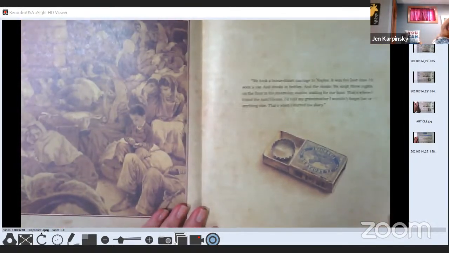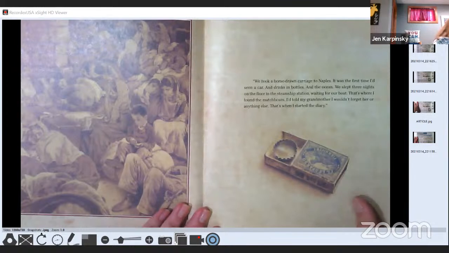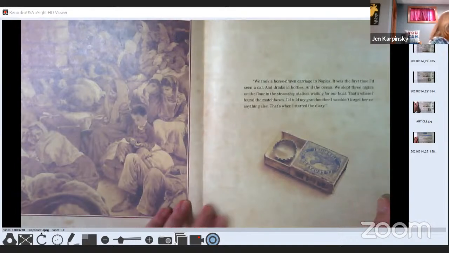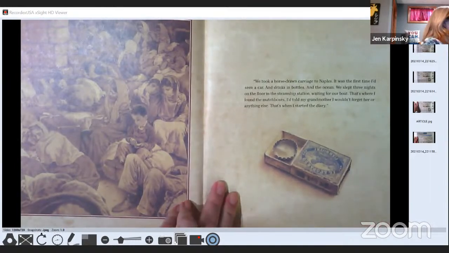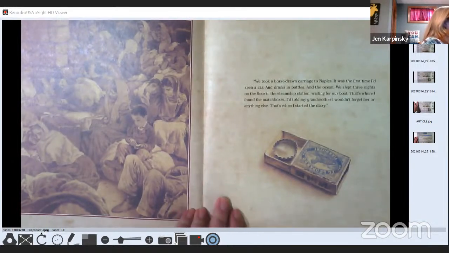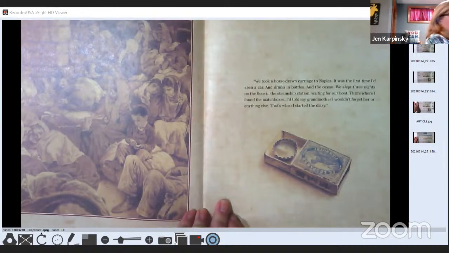We took a horse-drawn carriage to Naples. It was the first time I'd seen a car, and drinks and bottles, and the ocean. We slept 3 nights on the floor in a steamship station, waiting for our boat. That's where I found the matchboxes. I told my grandmother I wouldn't forget her or anything else. That's when I started the diary.